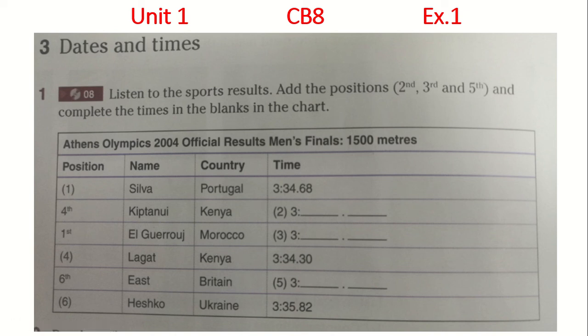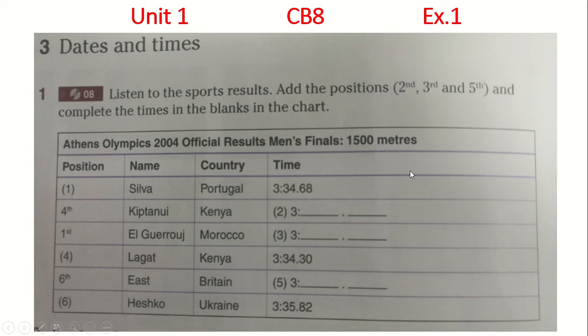In second place, it's Lagat from Kenya. So which one is second? Lagat. So what should we write here? Second. 2 and ND, second. And then the time is there. Okay, I think now you understand what to do. So I will play the audio again from the beginning so that you write the answers. Then we can check together.